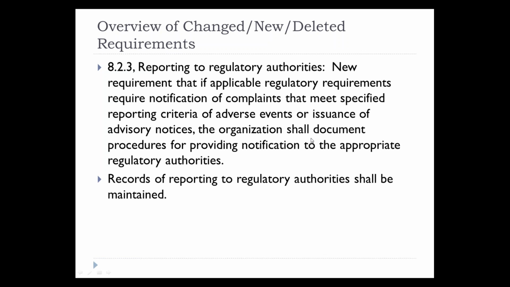8.2.3, reporting to regulatory authorities. This is a new requirement that if applicable regulatory requirements require notification of complaints that meet specified reporting criteria of adverse events or issuance of advisory notices, the organization shall document procedures for providing notification to the appropriate regulatory authorities. So if one of these unfortunate events were to occur, what's the process for notifying the applicable regulatory authorities? Who's going to do it? When's it going to be done, etc. And then records of any reporting made to regulatory authorities shall be maintained.